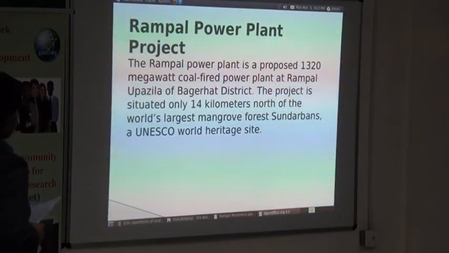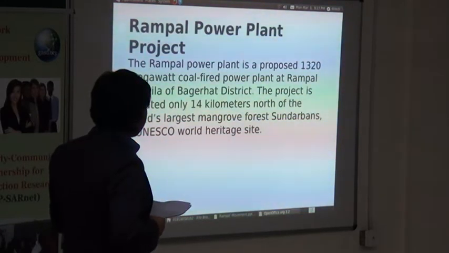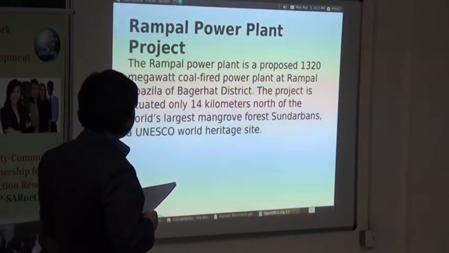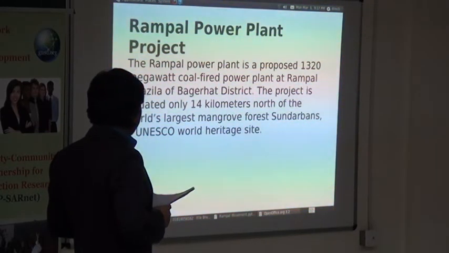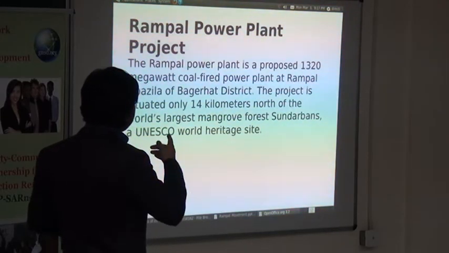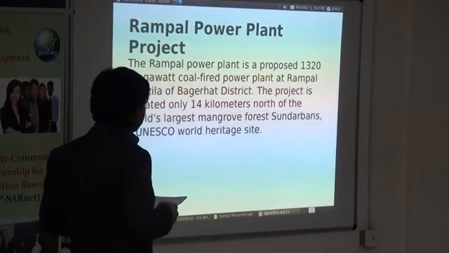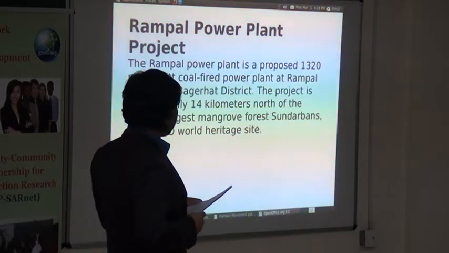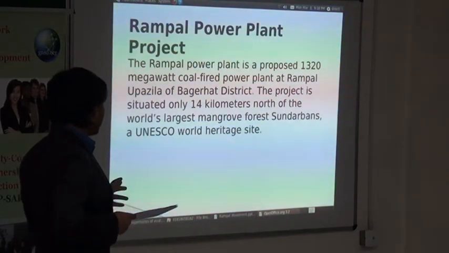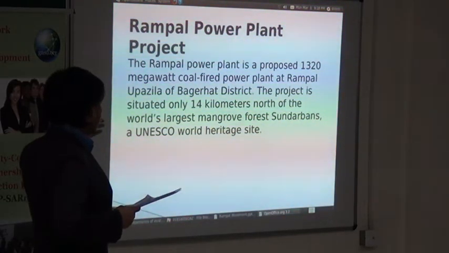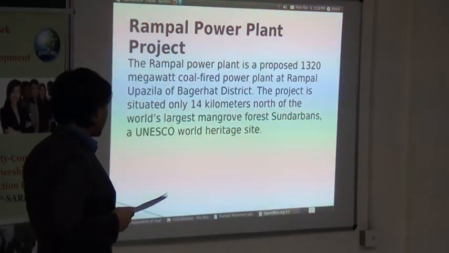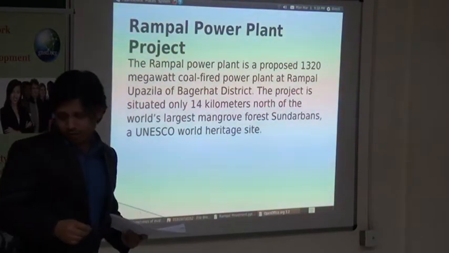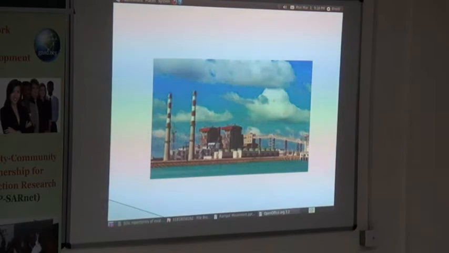Okay, I took the recent Rampal power plant project movement. This is the proposed 520 megawatt coal-fired power plant at Rampal Upazila in Bagerhat, in the southern part of Bangladesh. And it is only 40 kilometers north of the world's largest mangrove forest, the Sundarbans. Environmentalists say that this is the location of the proposed plan.